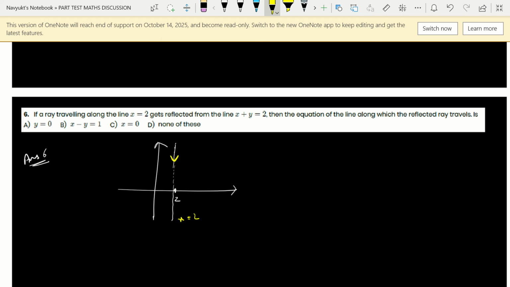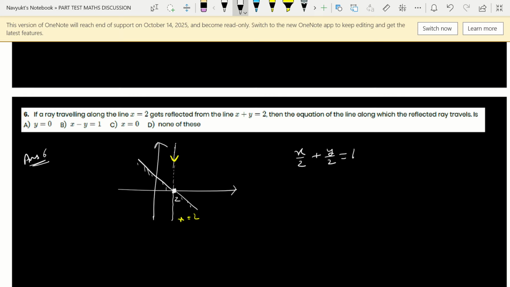Now it will get reflected from the line x plus y equals to 2. Let's see how x plus y equals to 2 line would look. If you remember the intercept form, both x and y intercepts are plus 2. So that line is nothing but like this, passing through this point itself, 2 comma 0. So this is our mirror which they are talking about, from which our incident ray is getting reflected.